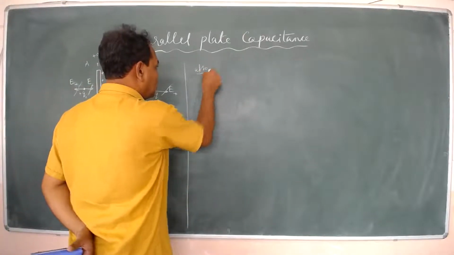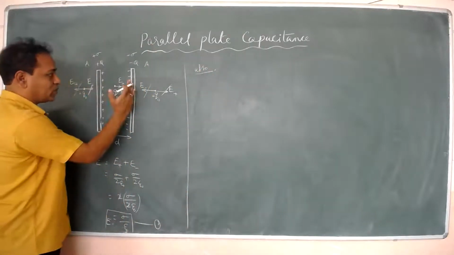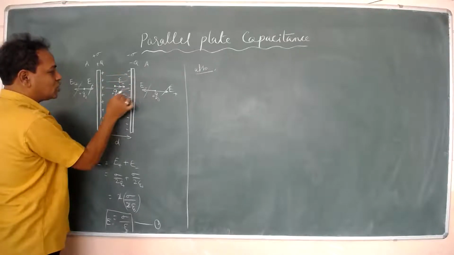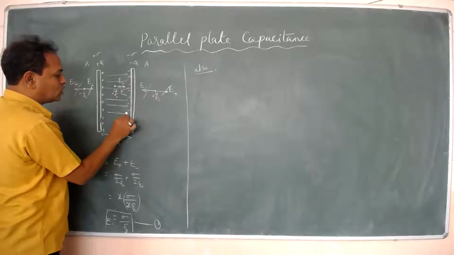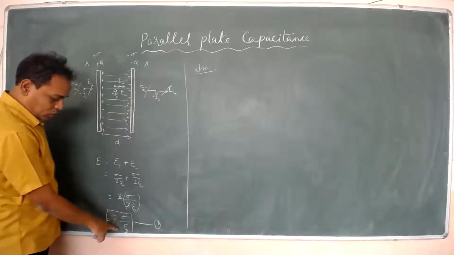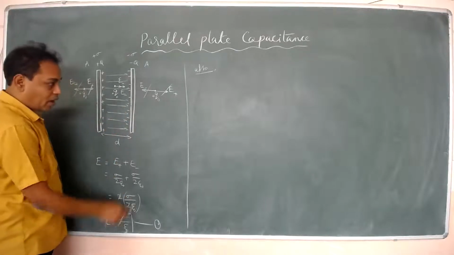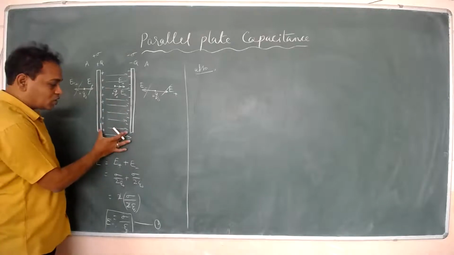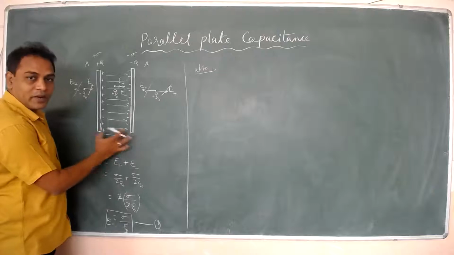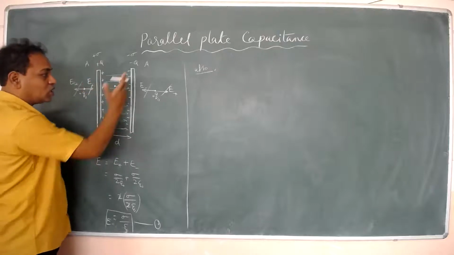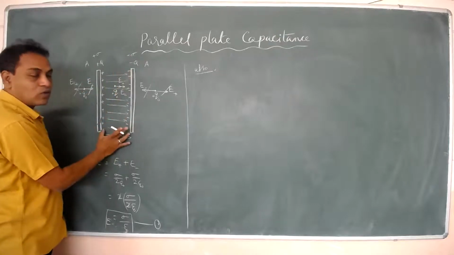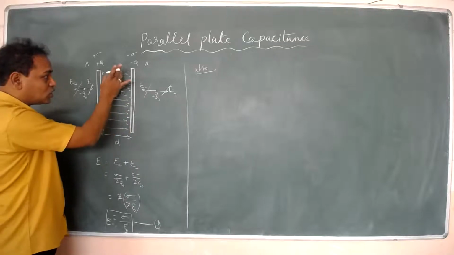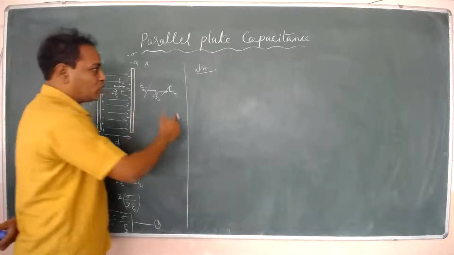Also, since the electric field is set up between the plates, the electric field will be from positive to negative, in this direction. As the electric field is there, a potential is said to be developed between the two plates. Since this is the positive potential and this is the negative potential, there will be a potential difference across them. Then what is the potential difference between these two plates? That we can write here.